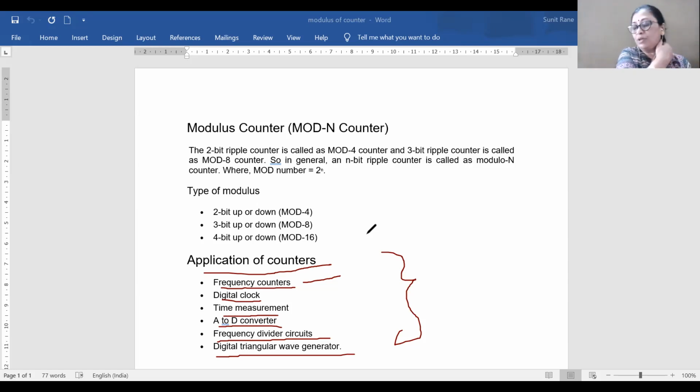So in this way, your counter and shift register chapter is completed. After this, we'll be going to the third chapter of computer organization afterwards. Before that, we are going to discuss the third chapter of your paper number 1. So that we'll be doing. Let me share with you. I will stop sharing this.